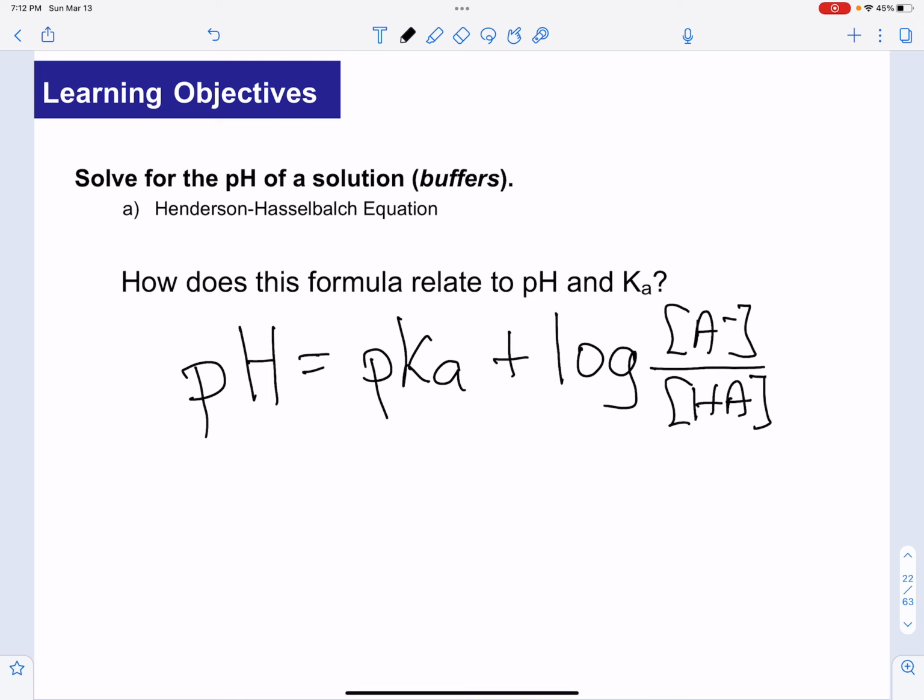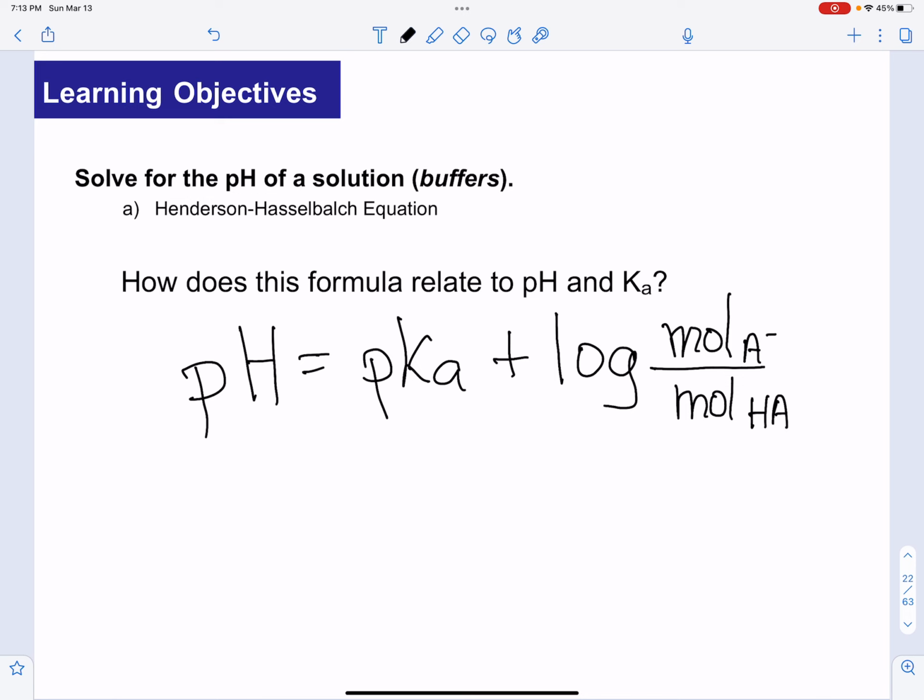Given that this is a buffer system where the conjugate base and the acid are in the same system, their volume is the same. So we can actually say that we're not dealing with concentrations anymore. Given that the volume at the top and the bottom is the same, the volume will cancel. And you can actually say that this is going to be the moles of the conjugate base over the moles of the acid.